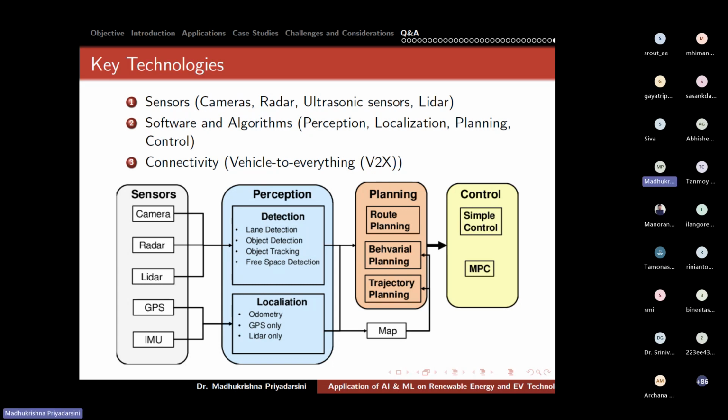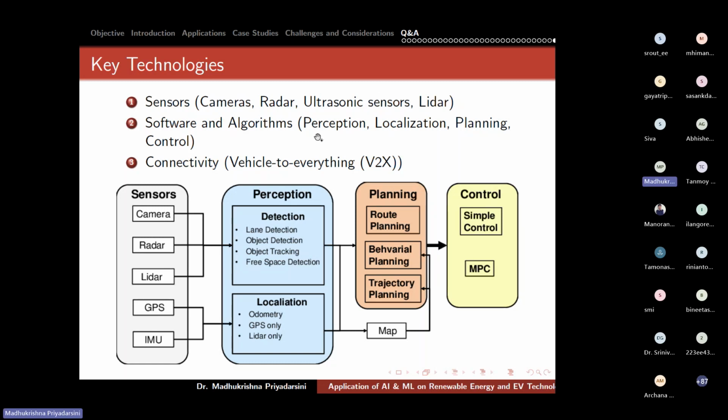So how the communication between these chips is happening, that is your connectivity, which is called vehicle to everything, V2X communication. Like we have V2I, vehicle to infrastructure communication, and vehicle to person, V2P communication. Similarly, every communication comes under this connectivity. That's why it is vehicle to everything communication.